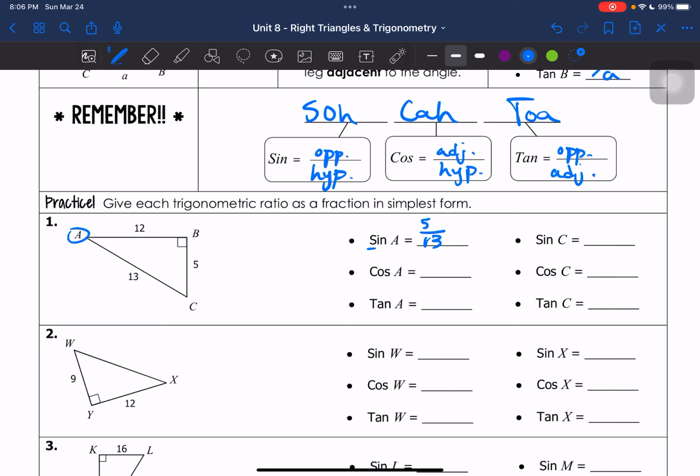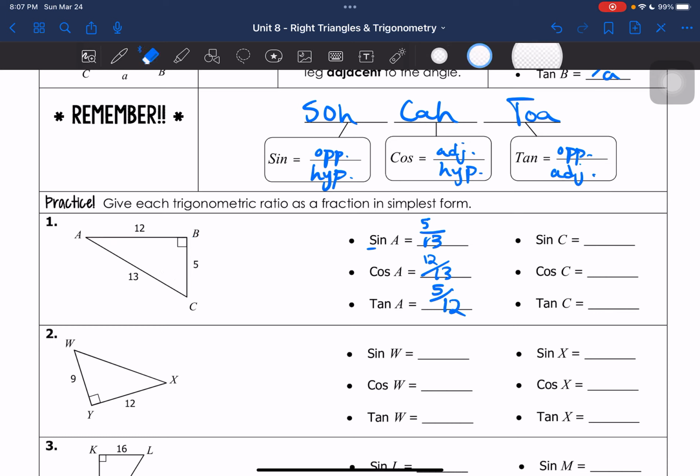Now let's look for the cosine of angle A. I want adjacent, which is going to be 12 over hypotenuse, so 12 over 13. And then lastly, I want the tangent. That is opposite over adjacent, so the side opposite to it is 5, and the side adjacent to it is 12.